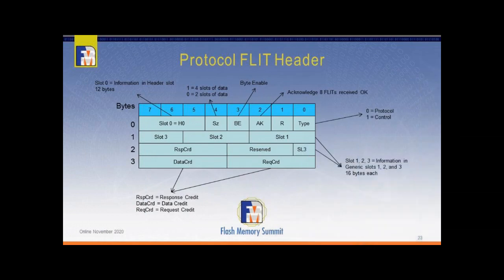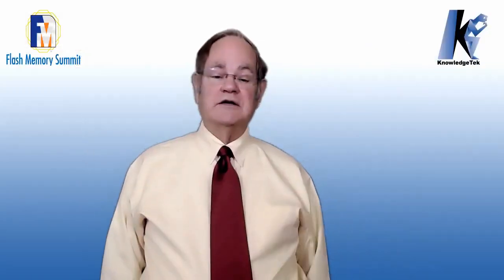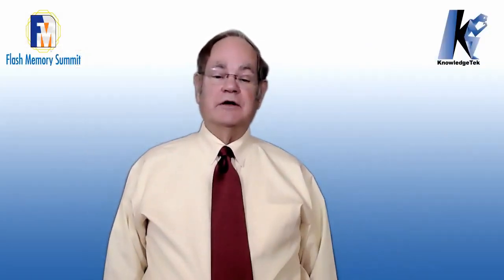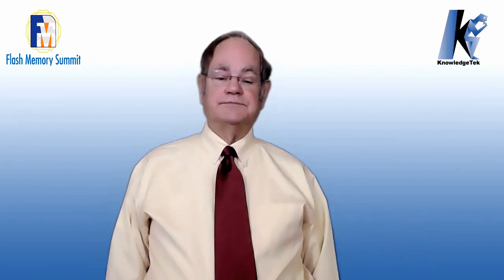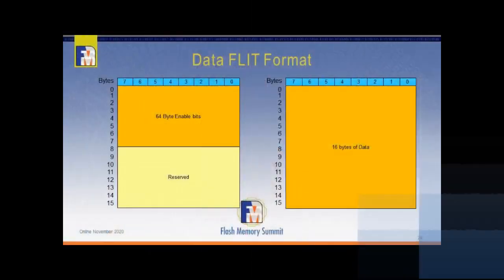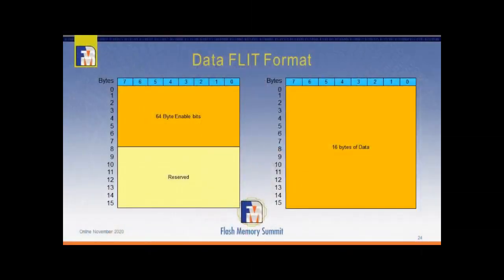CRD, credit: how many credits are being sent? Each credit granted allows 1 transfer regardless of size. We will see the byte enable on the next slide. This slide shows 2 formats of data flits. The one on the left is used for byte updates, and the one on the right is used for updating 16 bytes of information.